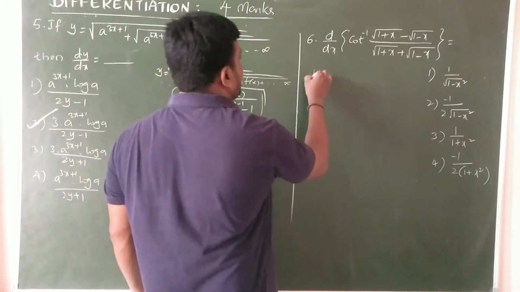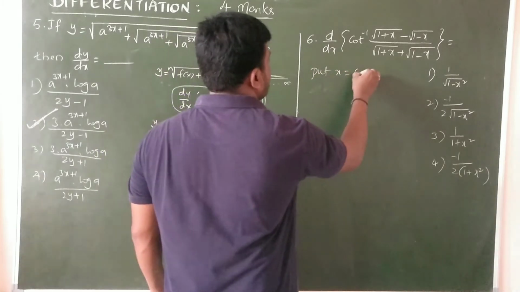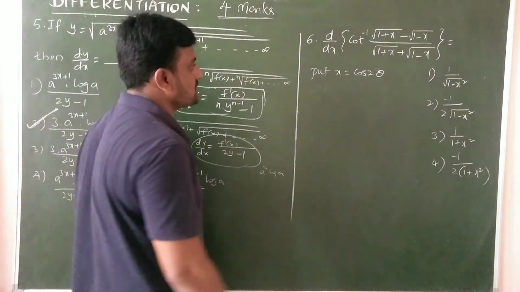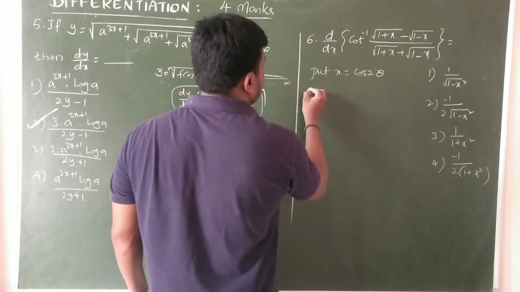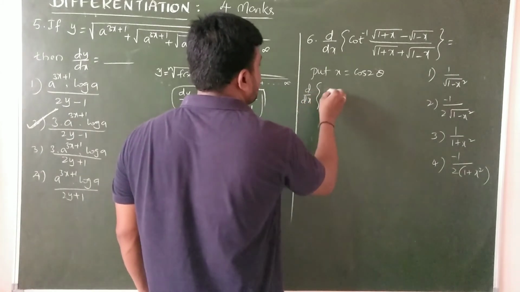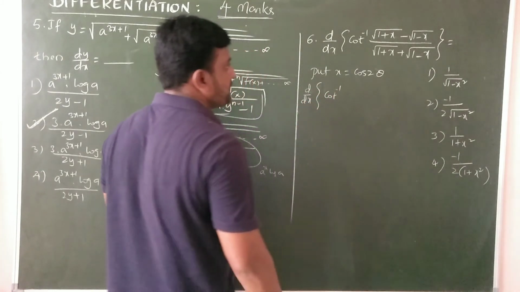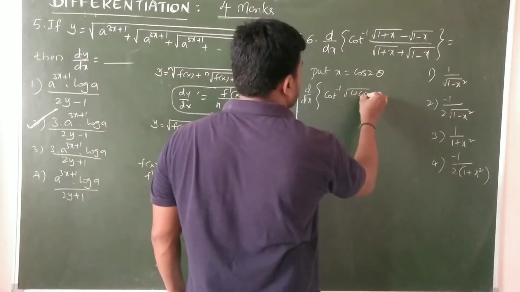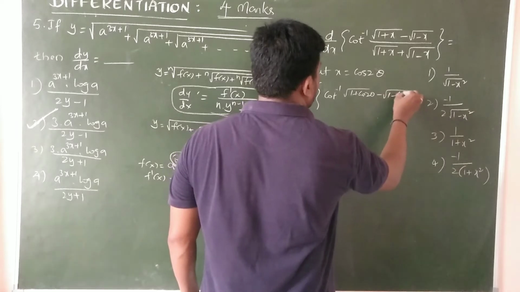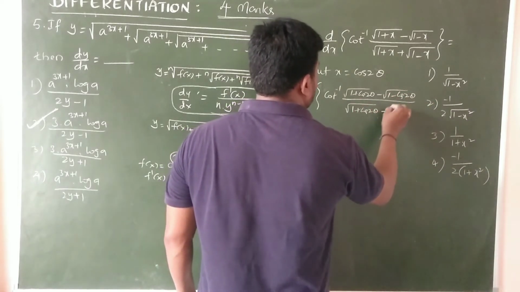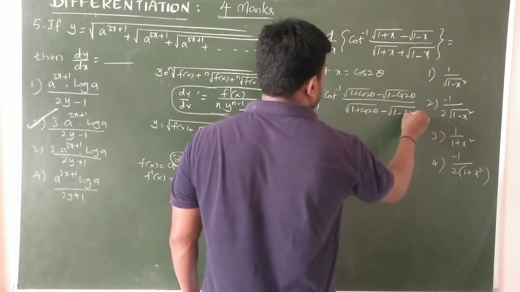Just here put x equals cos 2 theta. Okay, put x equals cos 2 theta. Then the function becomes d by dx of, actually it is a cot inverse. Okay, let's simplify here. Now it is under root 1 plus cos 2 theta minus 1 minus cos 2 theta by under root 1 plus cos 2 theta minus under root cos 2 theta.